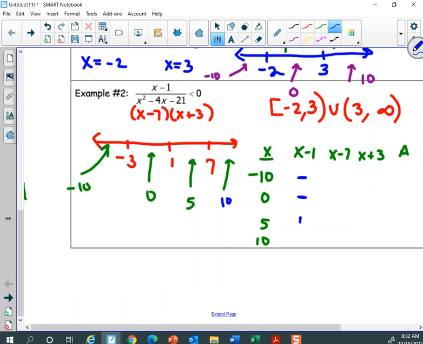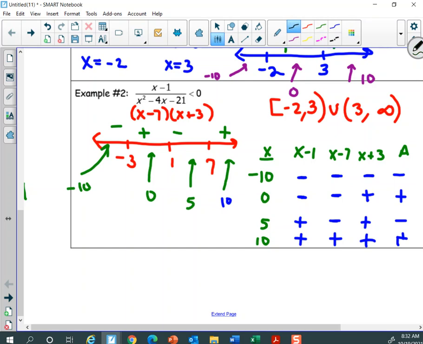Negative. X minus 1 is going to be negative until your x is bigger than 1. So a -10 will make that negative, a 0 will make that negative, but once we get an x bigger than 1, a 5 and a 10 is positive. Negative, still negative, finally gets positive. Negative, and then this one goes positive faster. So this is negative plus, which is negative plus.